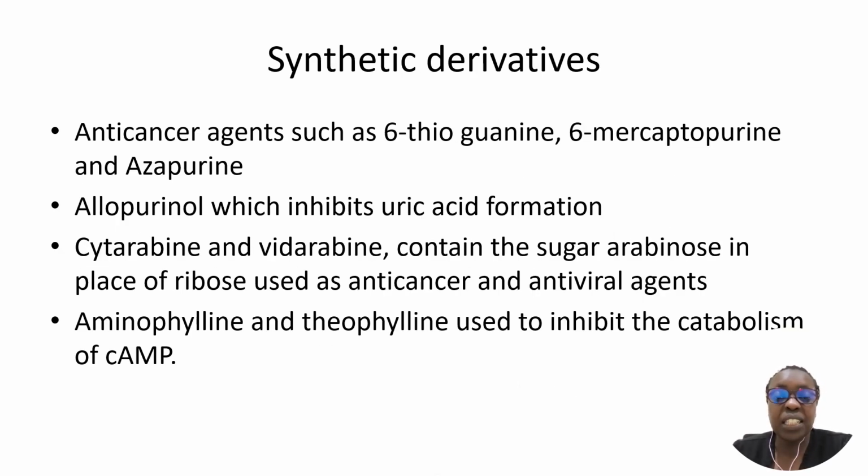We have some nucleotides that serve as synthetic derivatives. For example, anti-cancer agents such as 6-thioguanine, 6-mercaptopurine, and azathioprine are all anti-cancer agents. We know the drug allopurinol, which is used in the management of gout and inhibits uric acid formation, has a similar structure to xanthine and hypoxanthine, and it blocks the enzyme xanthine oxidase that is used to make uric acid. We have antiviral agents such as cytarabine and vidarabine, in which instead of ribose as the sugar, we have arabinose being used as the sugar.